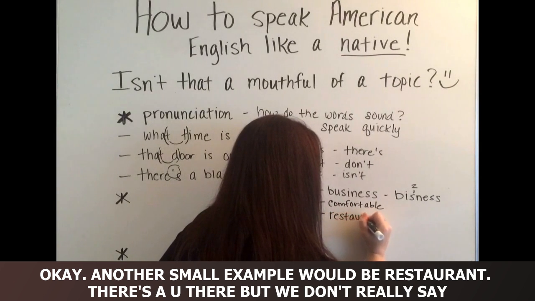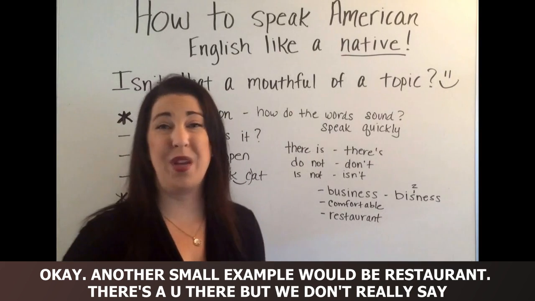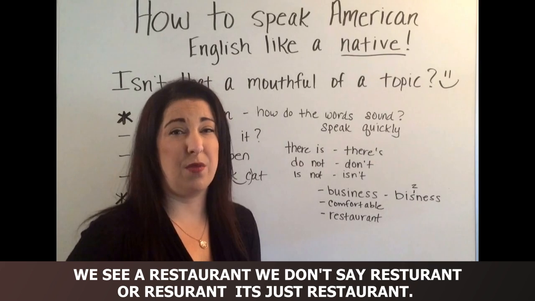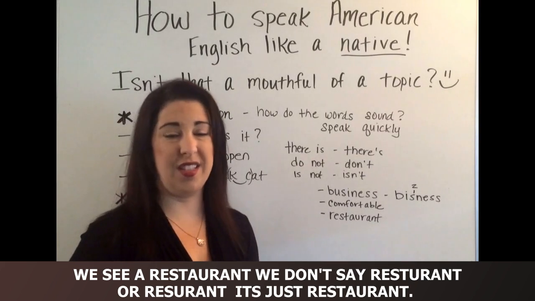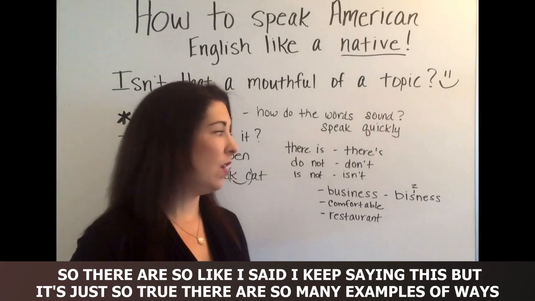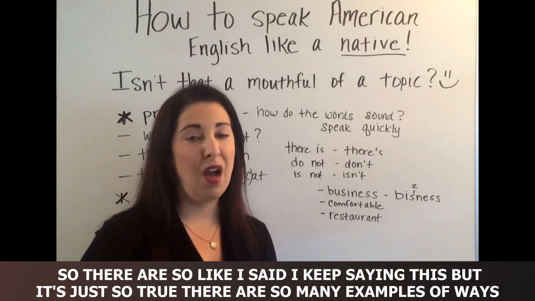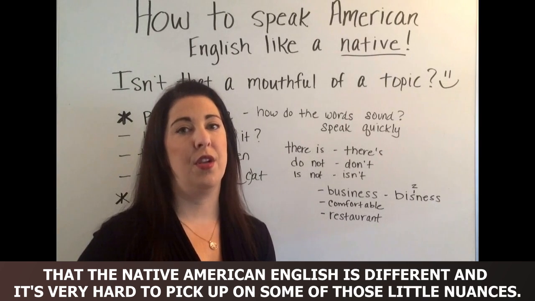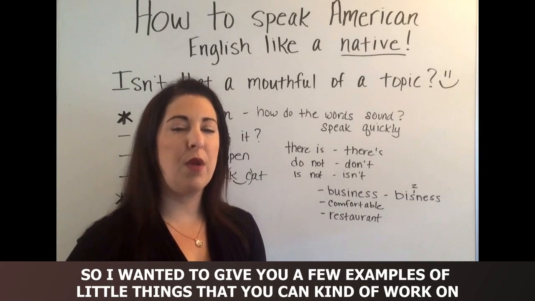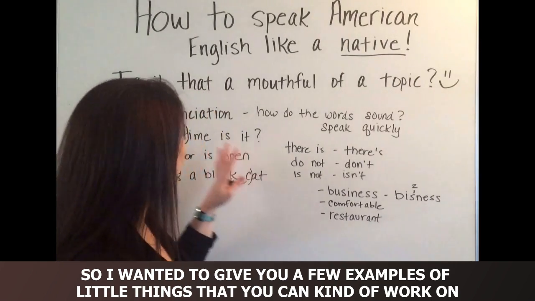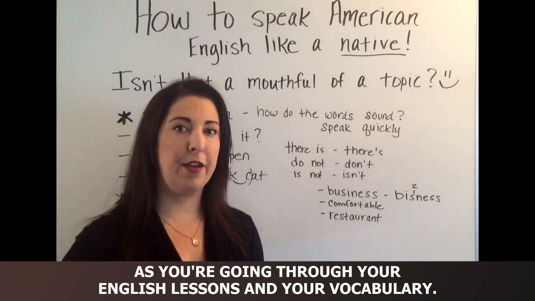Another small example would be restaurant. There's a U there that we don't really say. We say "restaurant." We don't say it with every vowel. It's just restaurant. So there are, like I said, I keep saying this, but it's just so true, so many examples of ways that the native American English is different, and it's very hard to pick up on some of those little nuances. So I wanted to give you a few examples of little things that you can kind of work on as you're going through your English lessons and your vocabulary.